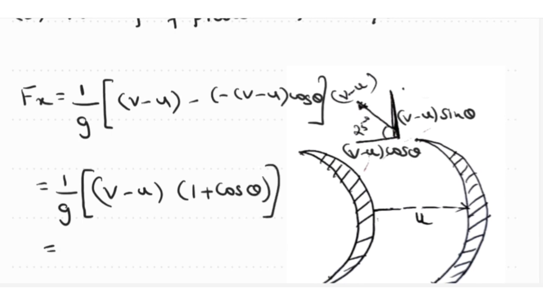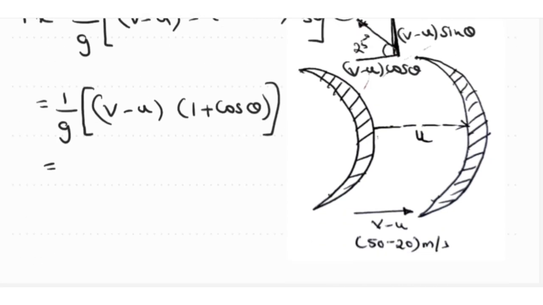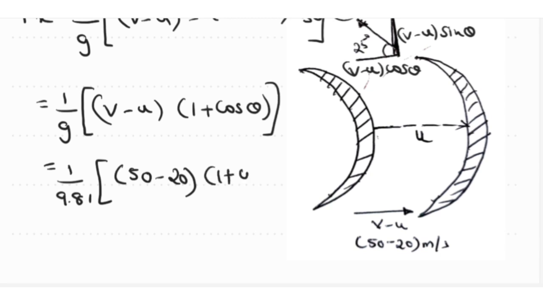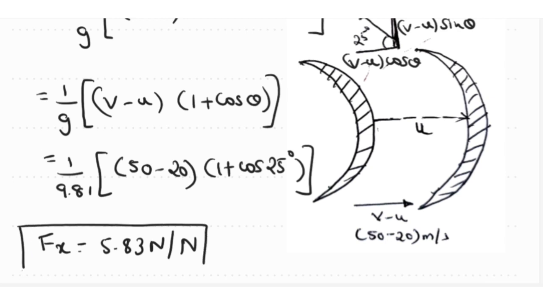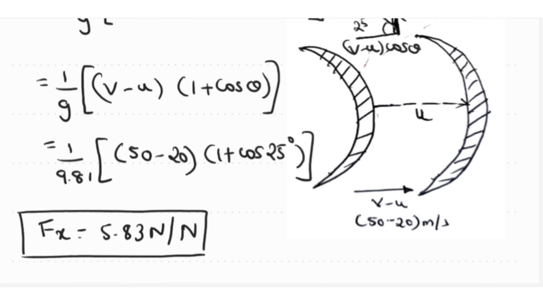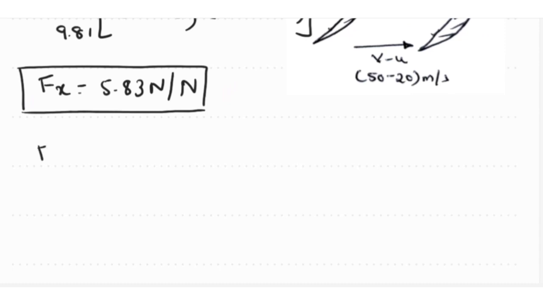cos theta. So if you substitute the values here, 1 divided by 9.81, here v is equal to 50 and u is equal to 20, into 1 plus cos of 25 degree. If you substitute the values and solve, we'll get the answer as 5.83 Newton per Newton. So similarly, you have to get the value for Fy.